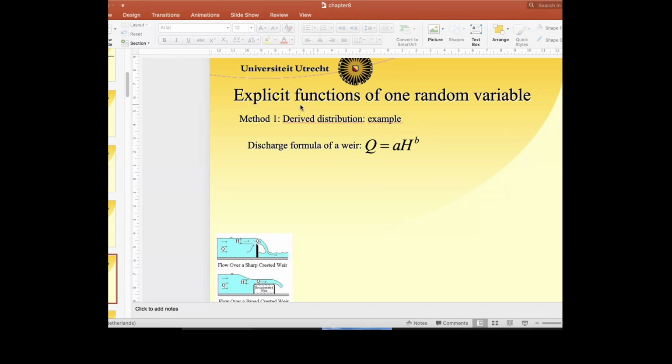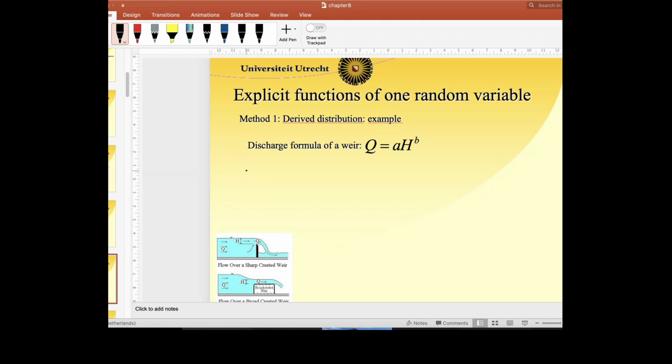So I'm going to try to derive this thing here. First thing we need to know is the function that we have. I'm now using small lettering, because we use capitals for stochastic or random variables, and now we are just doing it deterministically first. So we have Q = A·H^B. Now we're going to invert this one.